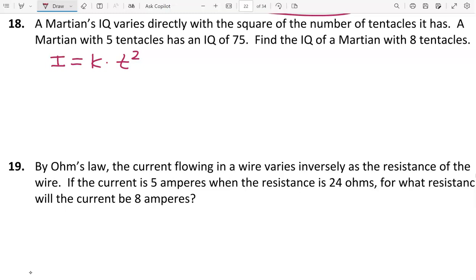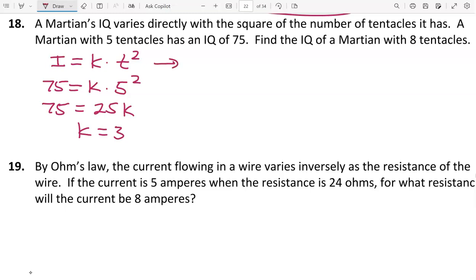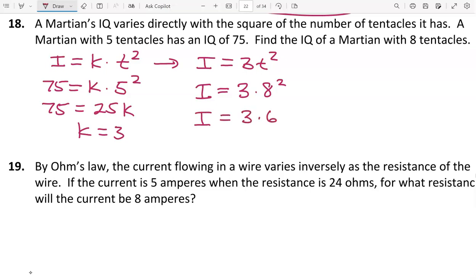And so a Martian has 5 tentacles, so that would be T is equal to 5, has an IQ of 75. So that gives us 75 is equal to 25 times K, dividing by 25, K is 3. So that means our equation of variation is I is equal to 3 times T squared. Now we want to find the IQ of a Martian with 8 tentacles. So we're looking for I, but we know the number of tentacles is 8. So that would be an IQ of 3 times 8 squared, or 3 times 64, which would be an IQ of 192.